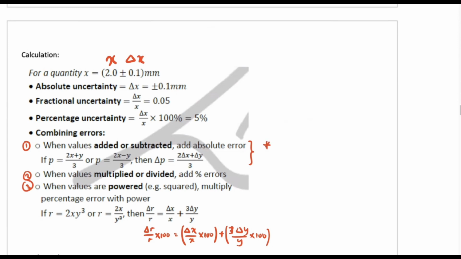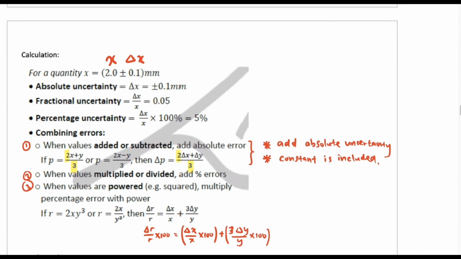Two important points. First, add absolute uncertainty. Second important point, constant is included. What I mean by constant is included: you see, our formula has constant 2 and constant 3. The constant is still included in the calculation of the absolute uncertainty.